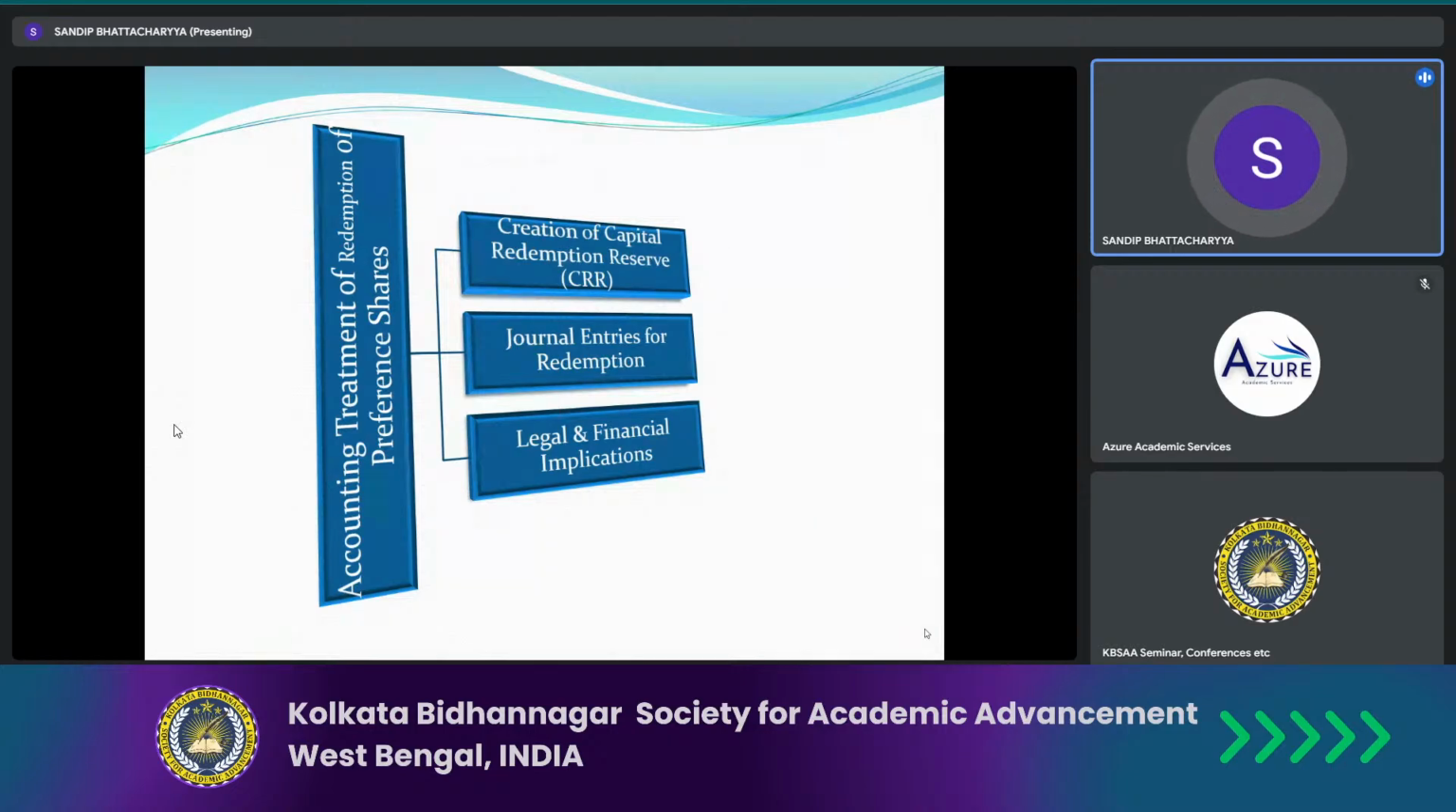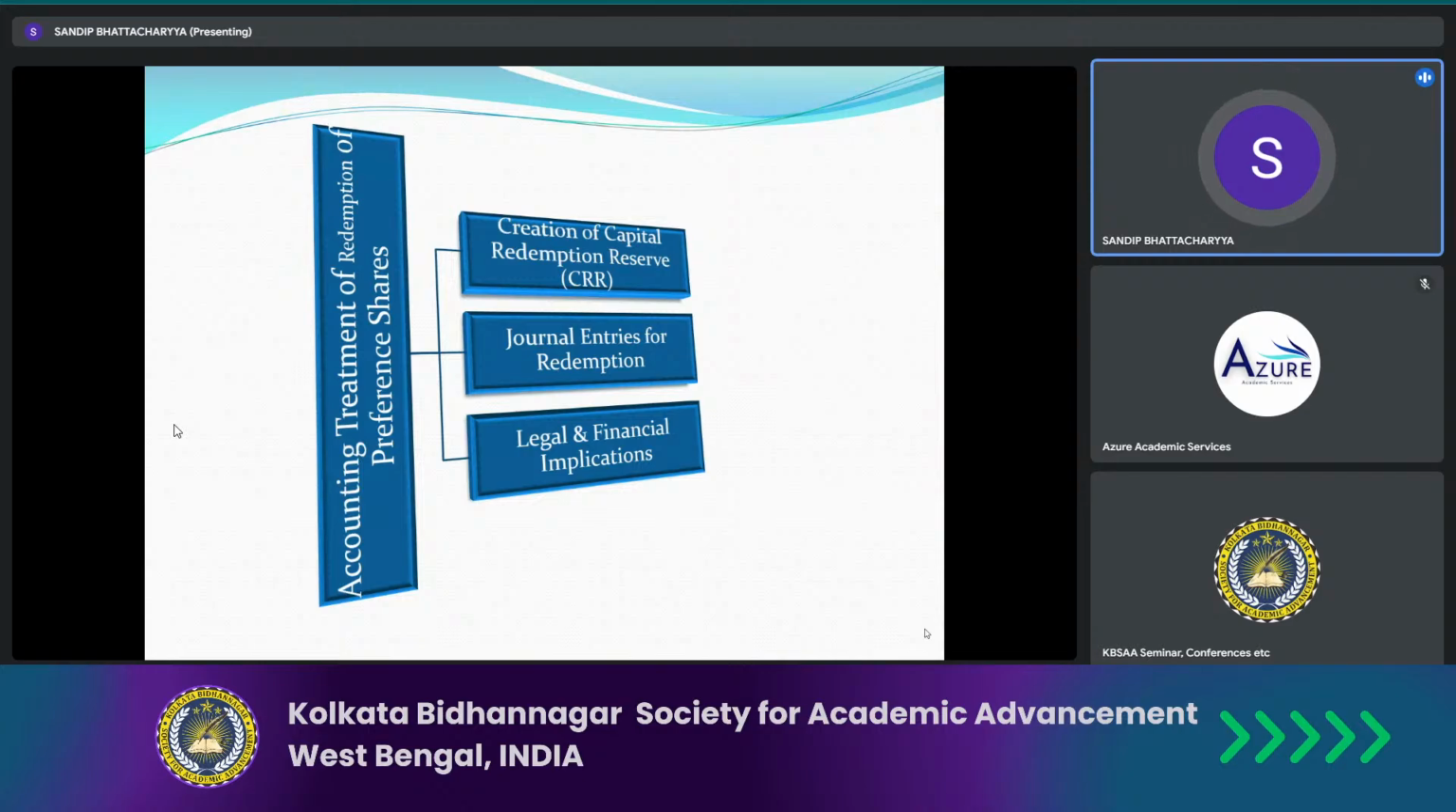So first is the capital redemption reserve. A company may be required to create a capital redemption reserve, typically transferred from the general reserve, from any other free reserve, or from any other reserve that is not restricted in the balance sheet of the company. That means you must ensure that the company's financial strength will not be compromised. I repeat this once again: you must create the capital redemption reserve.